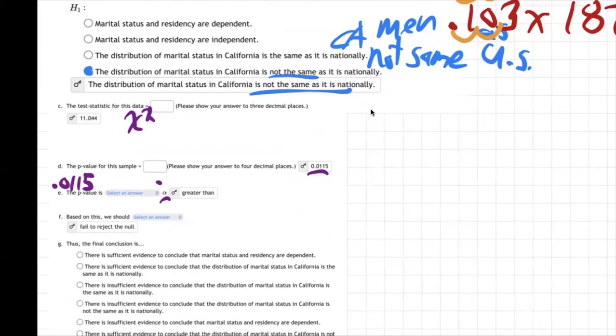Alpha right here. That's the p-value, 0.1. Which is bigger? If you're not sure, line them up right here. I'll bring them up here: 0.0115 and 0.01. When I say line them up, I mean line up the decimals, right? Decimal right over decimal, and then just fill in zeros where the blanks are. So which one of those numbers is bigger?